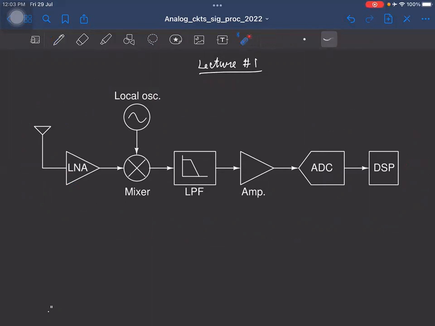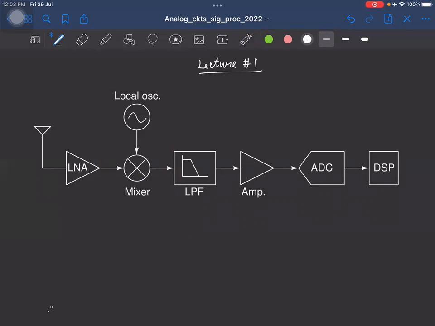Usually from the antenna, you receive this signal, and you first have what is known as a low noise amplifier. As the name suggests, it is supposed to amplify the signal while adding a minimal amount of noise. And then comes the crucial part of the receiver chain, which is the mixing operation. The job of this mixer is to take the incoming signal and down convert it in frequency. That is, translate it from the RF carrier to the baseband at DC.